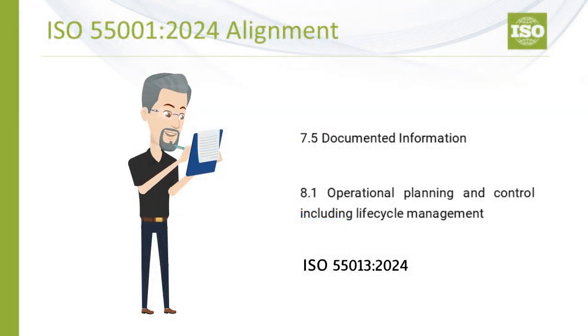Two key sections of 55001 spring to mind. Of course, section 7.5, documented information. In that section, you're really calling out what are the standards, the depth, the breadth that you expect documented information to be contained within? Section 8.1, operational planning and control, including lifecycle management. But an adjacent standard in ISO, which was released in 2024, is ISO 55013. If you take a look at that, at least in principle, that can also provide you guidance for having data and information as an asset, but also in supporting decision making.